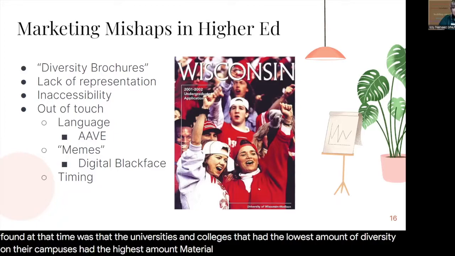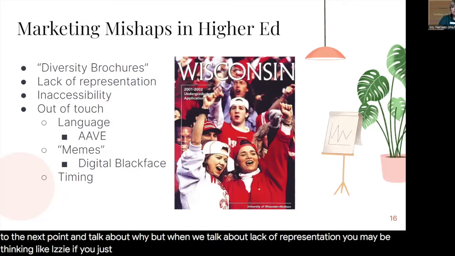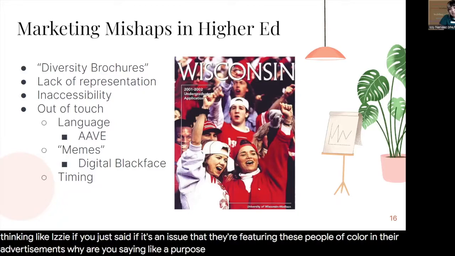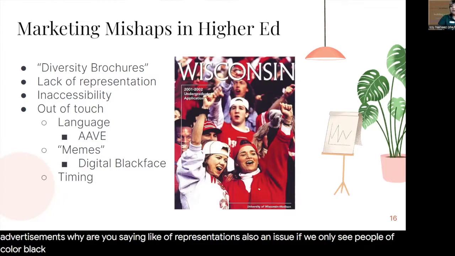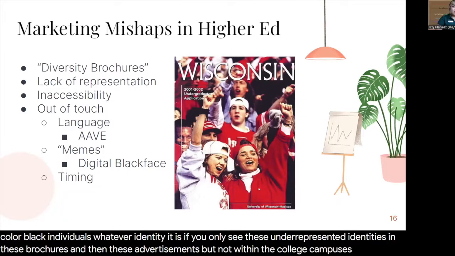Again, and I'm going to skip to the next point and talk about why, but when we talk about lack of representation, you may be thinking, like, Izzy, if you just said it's an issue that they're featuring these people of color in their advertisements, why are you saying lack of representation is also an issue? If we only see people of color, Black individuals, whatever identity it is, if we only see these underrepresented identities in these brochures and in these advertisements, but not within the college campuses, not being supported on those college campuses, that's where there's an issue.